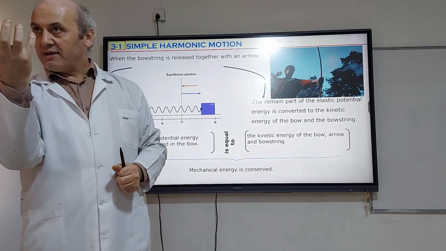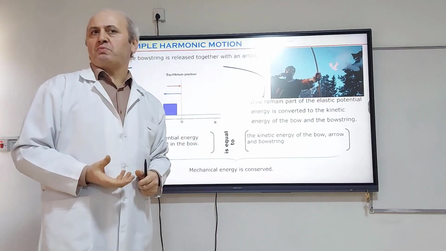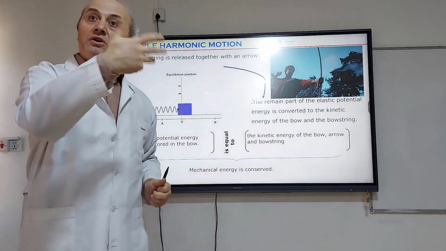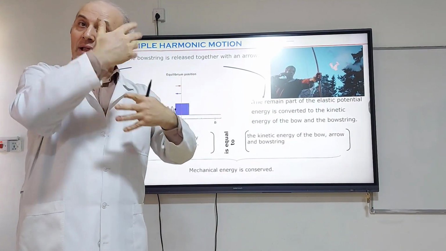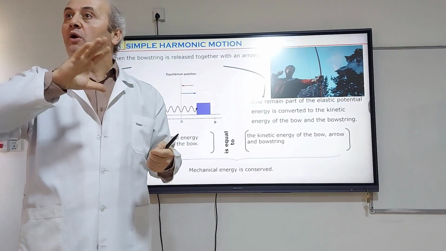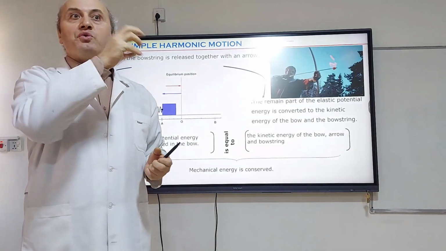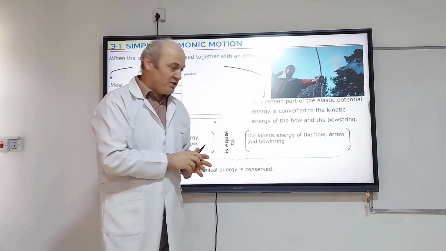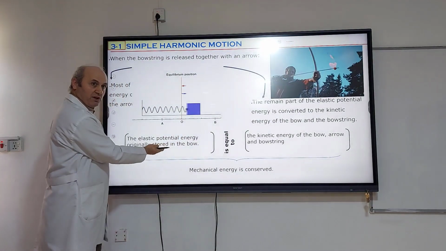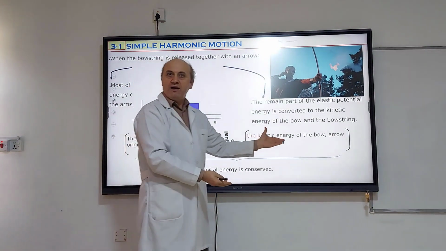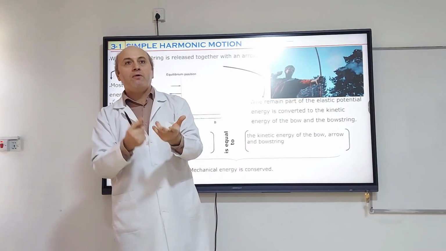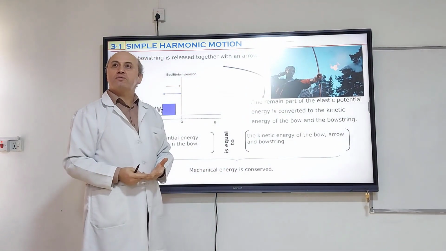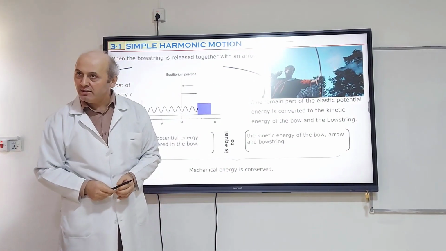If a system has potential energy, it can be elastic or gravitational potential energy. While it is converted from one type to another, without friction or air resistance, these two energies at the initial and final states must be equal to each other. Initially we have just elastic potential energy in the bow. Finally we have kinetic energy in the arrow, bow, and bowstring. So these two energies must be equal to each other, known as conservation of mechanical energy.